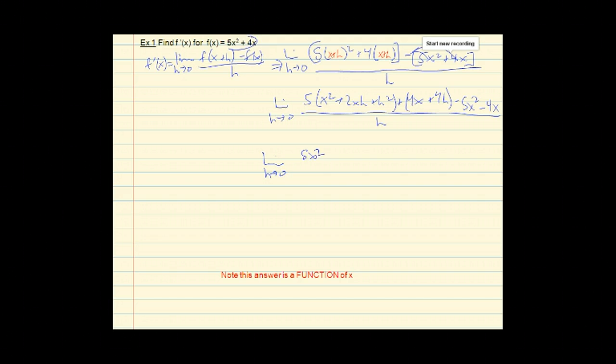So what do we have? We have 5x squared plus 10xh plus 5h squared plus 4x plus 4h minus 5x squared minus 4x all over h. Okay, so remember what our goal is going to be here. It's going to be to try to factor an h out of the top.